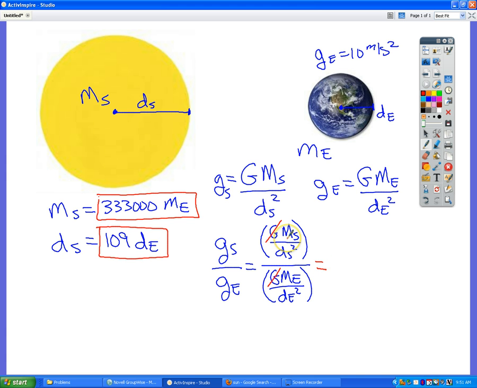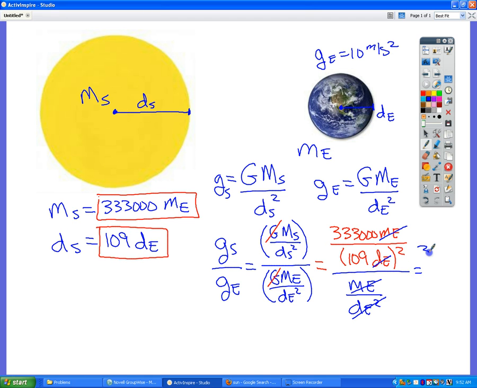So notice I have mass of the sun is 333,000 times the mass of the earth divided by, and here's the distance of the sun. We can say this is 109 times the distance of the earth, and remember this unit is squared. We're going to divide that by what we already have on the bottom, which is the mass of the earth over the distance of the earth squared. If we go through and do some math, we can cross off the mass of the earth on the top and the bottom. We can cross off the distance of the earth squared on both the top and the bottom.